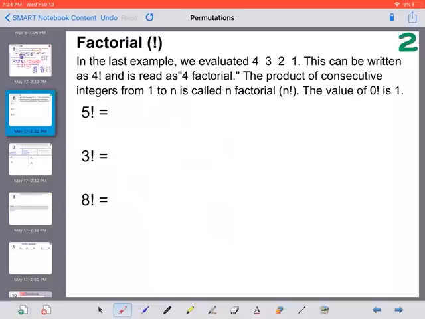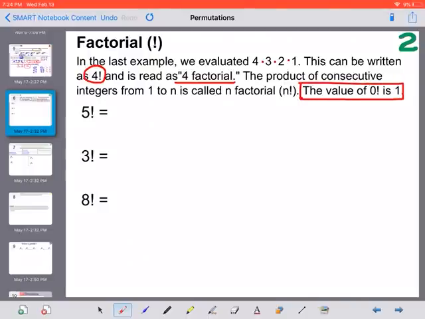Let's look at our next slide. This is actually explaining what we just did. It says in the last example, we evaluated 4 times 3 times 2 times 1. This can be written as what we call 4 exclamation point and is read as 4 factorial, which means it's just the product of these consecutive integers from 1 to n. So this one was from 1 to 4, 1 times 2 times 3 times 4. This is called n factorial. And just so you know, the value of 0 factorial is 1. There's one way to arrange 0, right?